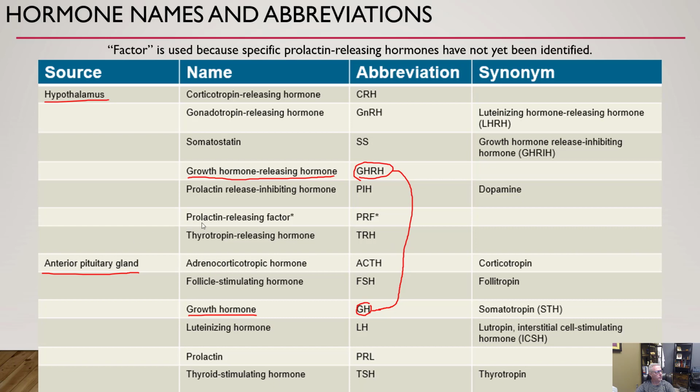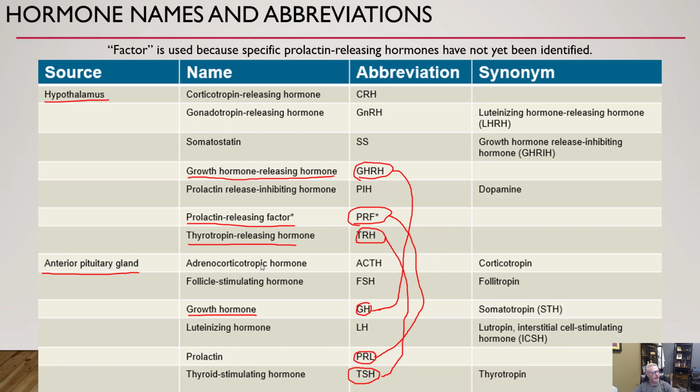Here we have prolactin releasing factor. So prolactin releasing factor would come to the anterior pituitary to release prolactin. All right. Thyrotropin releasing hormone will come and stimulate the anterior pituitary to release TSH. Those are examples of how the hypothalamus will direct the anterior pituitary to release certain hormones.